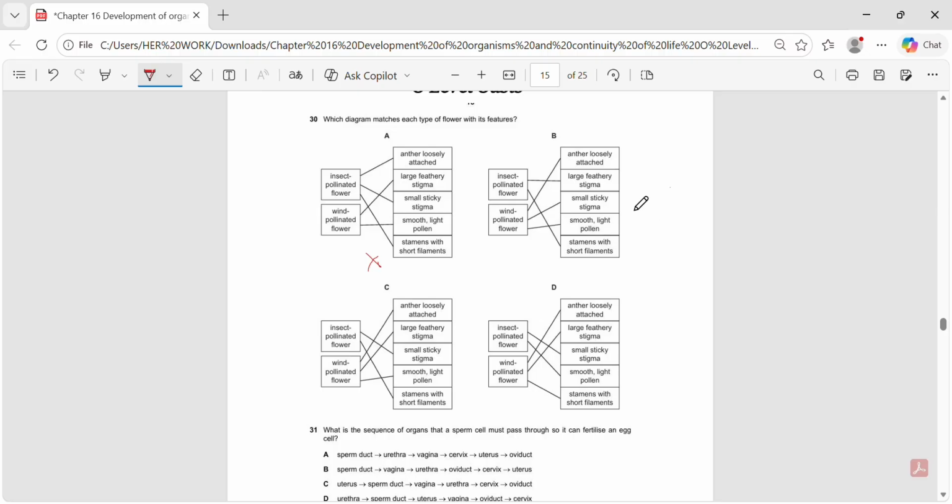Moving on to option B, this is also incorrect. Here, insect-pollinated flowers are linked with smooth, light pollen. That's not right because smooth and light pollen is meant for wind dispersal. Insect-pollinated flowers actually produce sticky or spiky pollen so it can attach to insects like bees or butterflies.